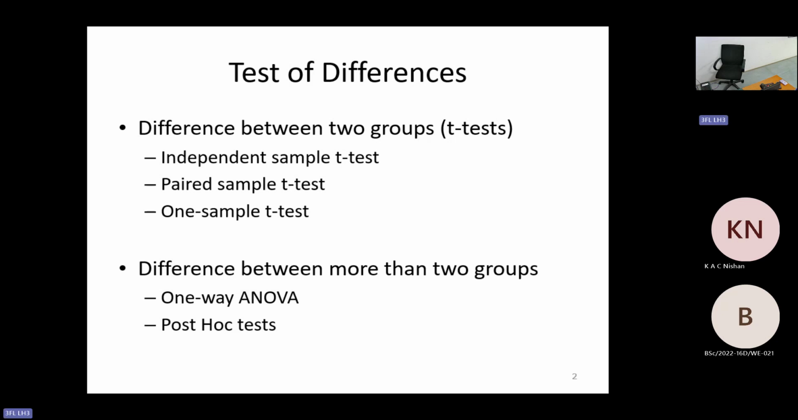How many kinds? 3 kinds. What are the 3 kinds? Independent sample t-test, paired sample t-test, which some people even call the dependent sample t-test, and the one sample t-test. So, 3 kinds: independent sample t-test, paired sample t-test or the dependent sample t-test, then we have the one sample t-test. With examples, let's study it.